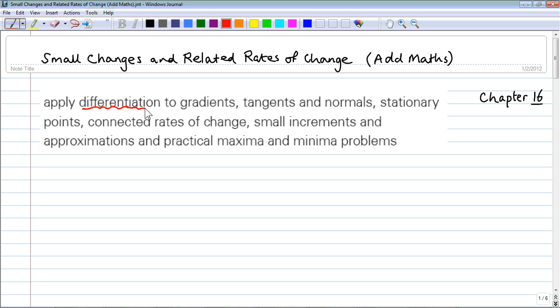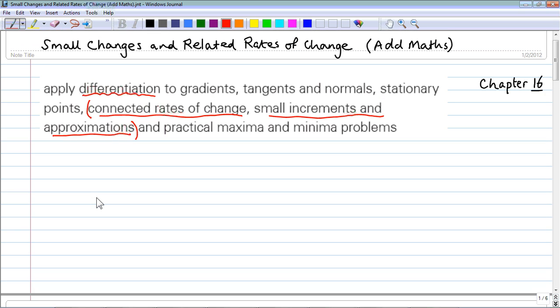So it's applying the idea of differentiation, so derivatives, that's calculus, and it's specifically to this phrase here, connected rates of change, small increments and approximations. So I'm going to briefly describe what that means, and then we're going to crack on and do 4 examples. This doesn't come up on the exam too much, but there's usually at least one small bit, maybe one part of one question on it in most exam papers.